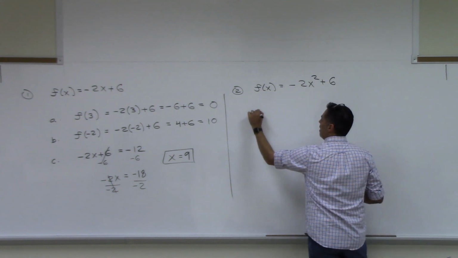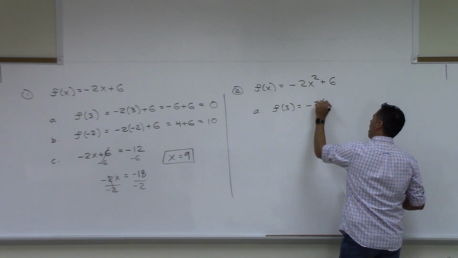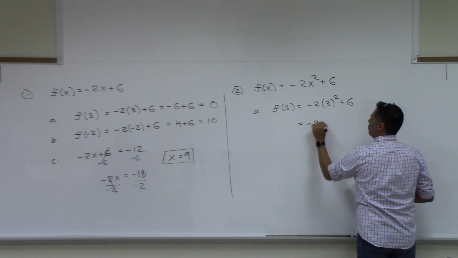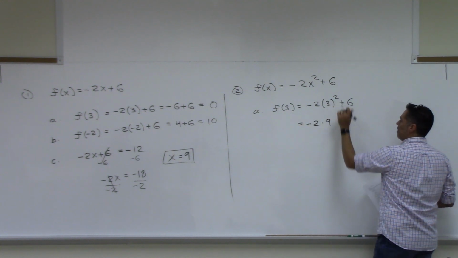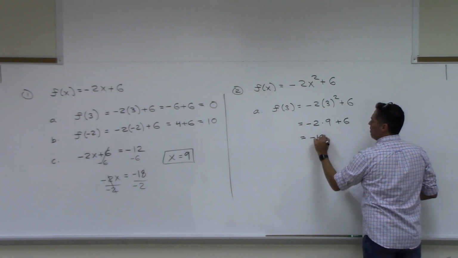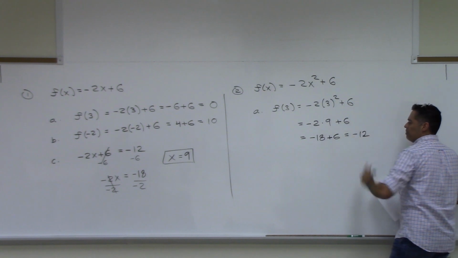So for part A, what's f of 3? Negative 2, you have to do 3 squared plus 6. So that's negative 2 times 9, because you square 3 and get 9. Then plus 6. You multiply the negative 2 times 9, then you add the 6. Negative 12 should be your answer.